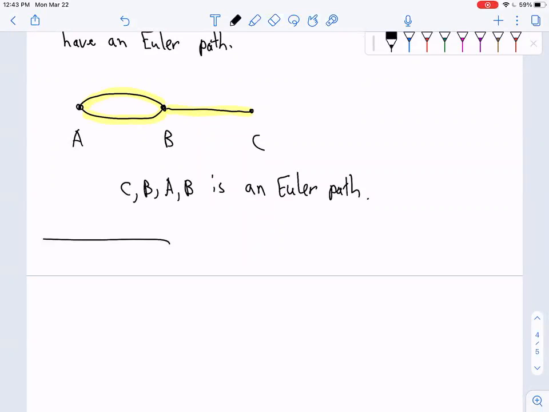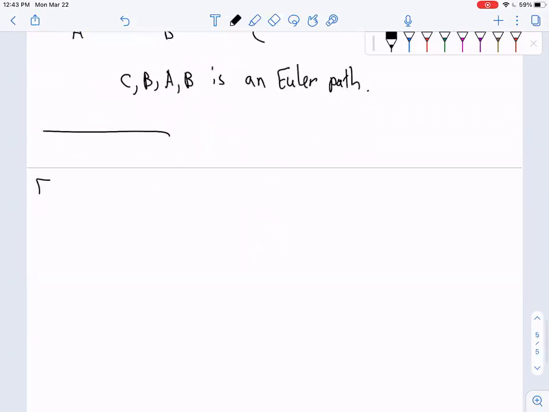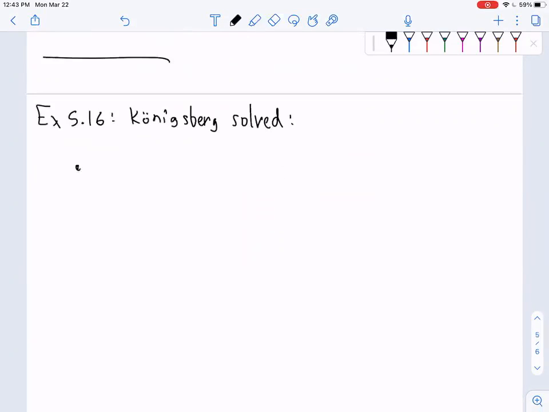Okay, so now we're finally going to get our payoff that I've been promising for two classes. I mean, I don't know how into this tourist dream you were, but we're going to go back to Königsberg and we're going to actually solve it. We're going to solve it just by applying these theorems. Okay, so remember the graph that we just constructed.